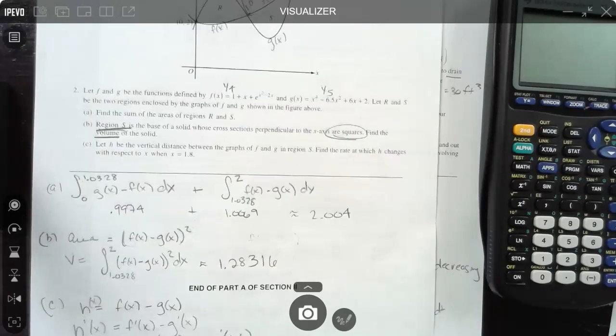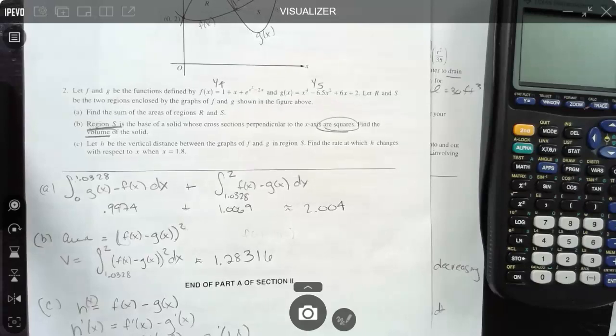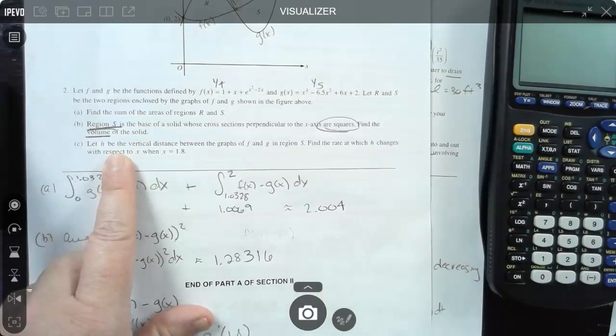See, usually C's the harder one. Usually they get harder as you go. This one happened to be the easiest one, I thought. If you read it, watch what you have to do. H is the vertical distance between the graphs of F and G. So I went ahead and said, okay.